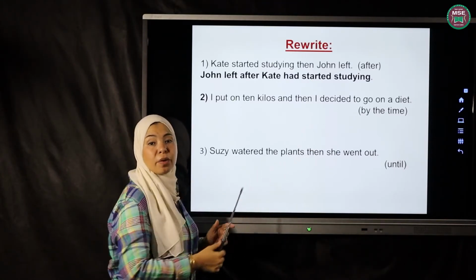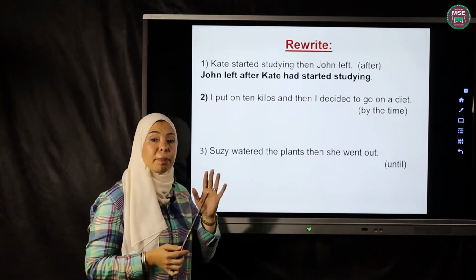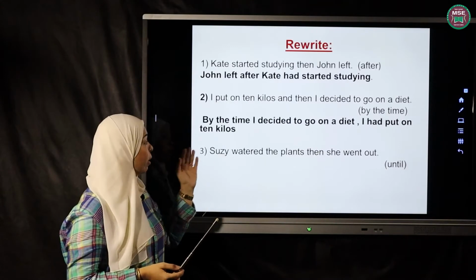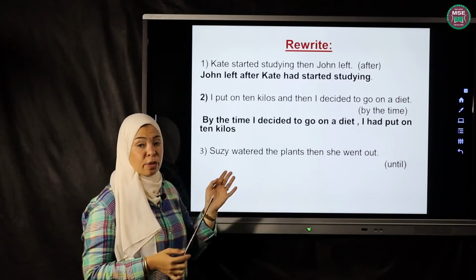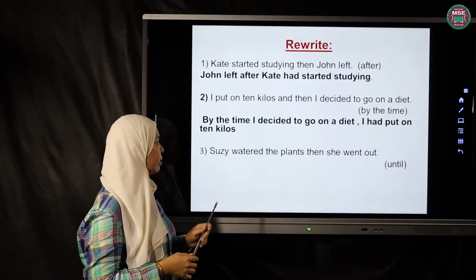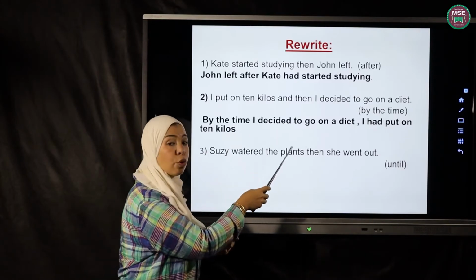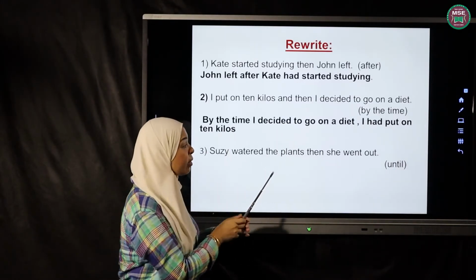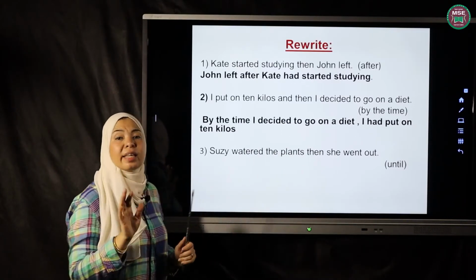Rewrite using by the time. By the time should be followed by past simple. So let's read. You are allowed to put it at the beginning or in the middle. It's up to you. As long as you understand the rule, it will be very easy. By the time I decided to go on a diet, it means that when I decide to go on a diet, I have put on 10 kilos.